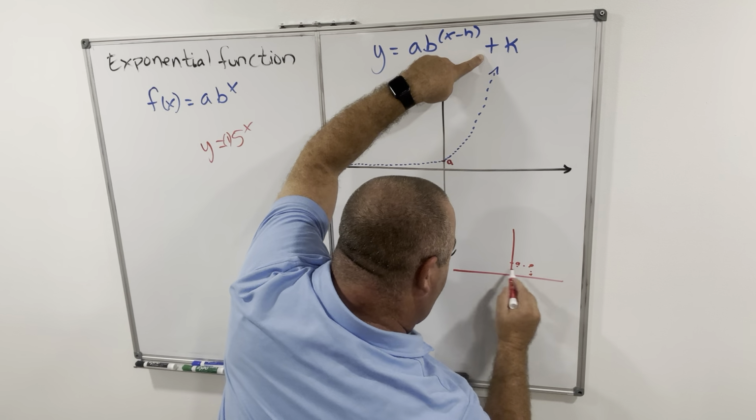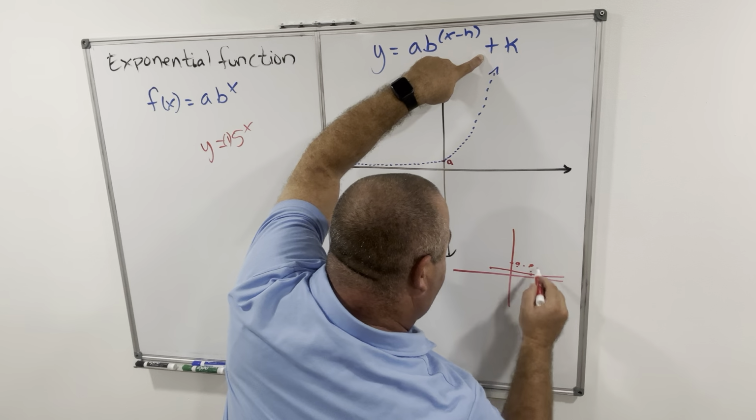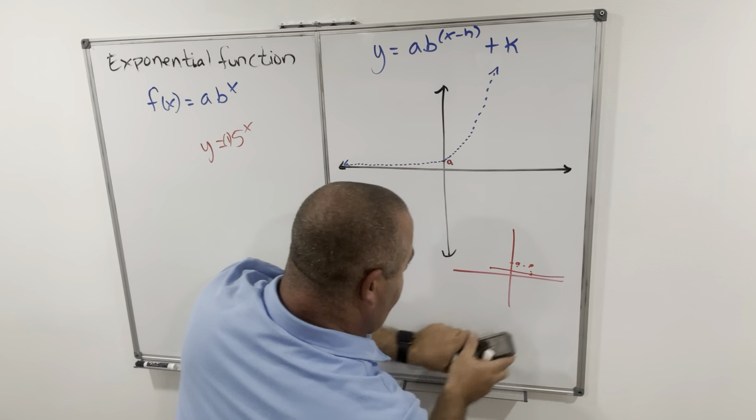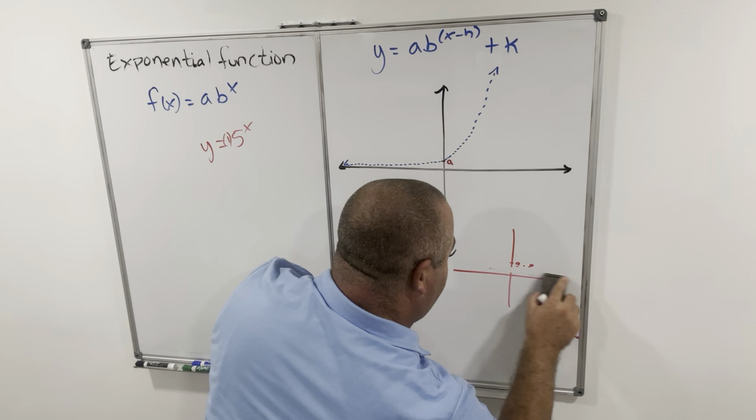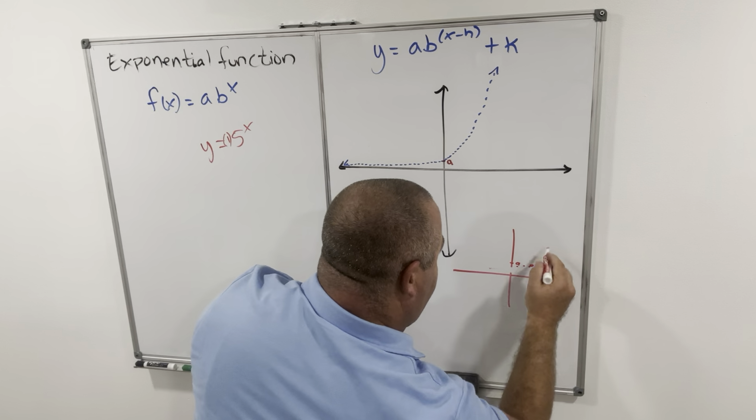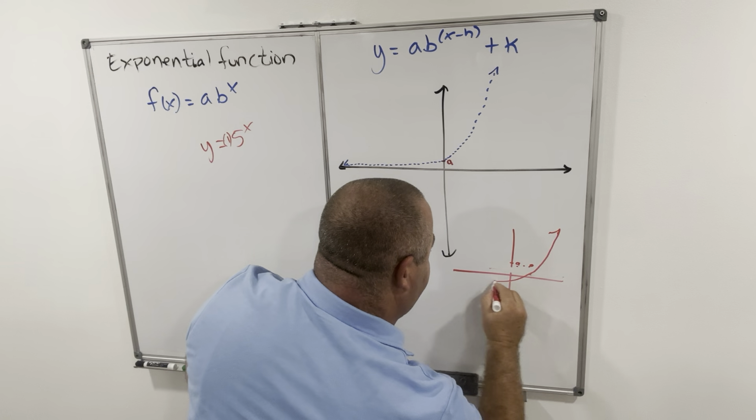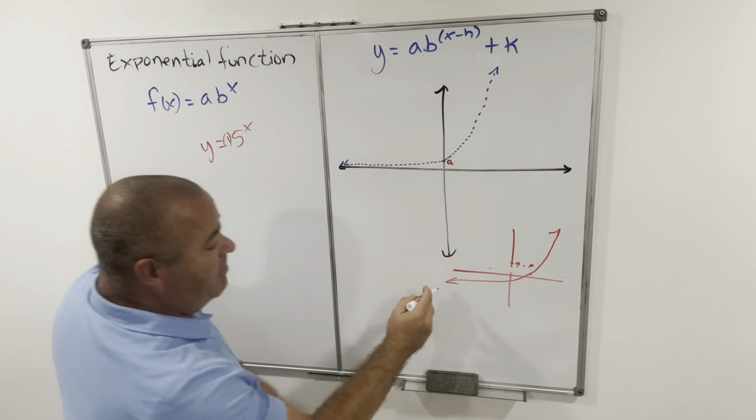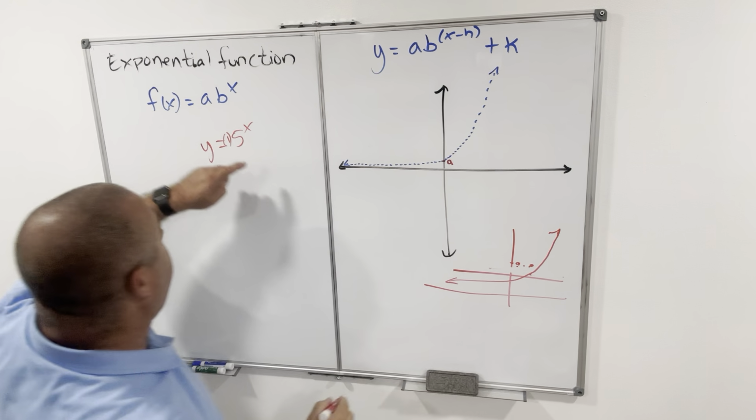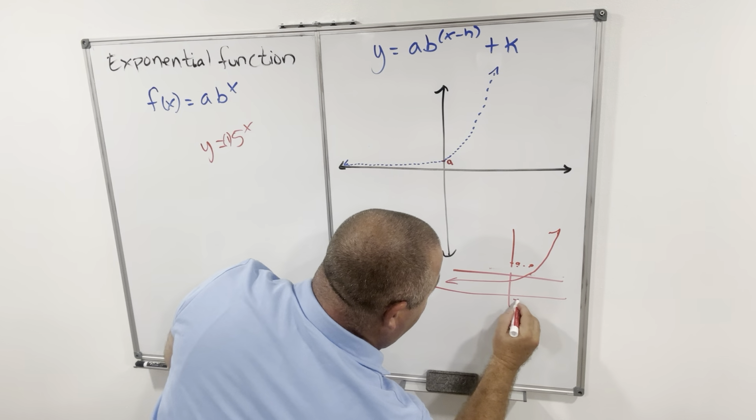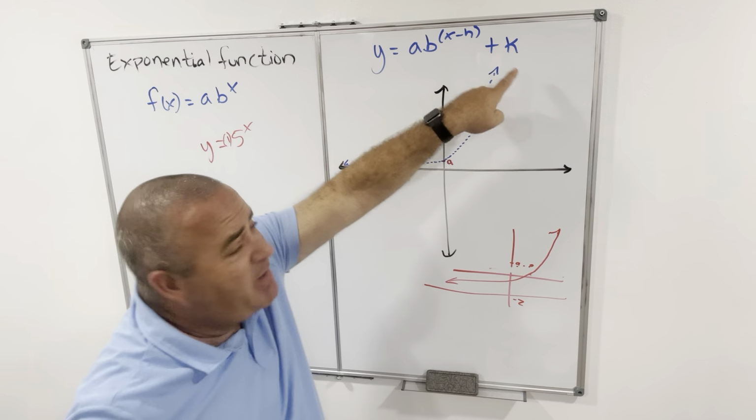So now my new axis here, well, now my graph is going to be crossing here, and it's going to look something like that, with my new asymptote no longer now being the x-axis. Now my new asymptote is going to be at -2, just because my k is -2.